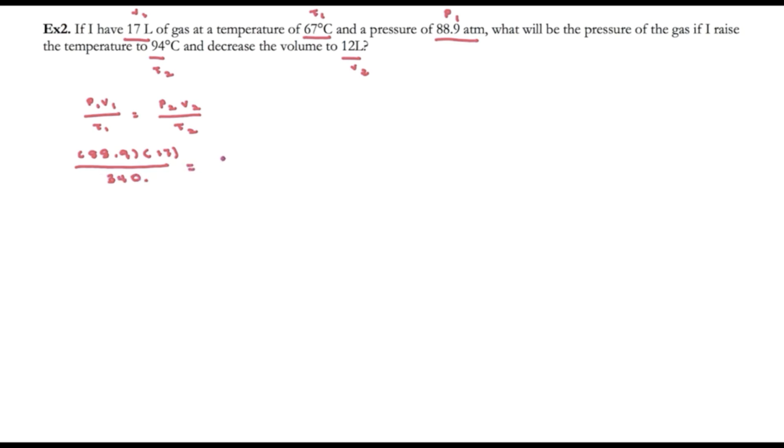Okay. My P2 is what I am solving for because it asks what the pressure is. My volume, it's decreased to 12 liters. Notice my units for volume match up, so I'm good there. And then my new temperature, 94, I need to add 273 to that. And the value I get is 367 Kelvin. Okay? So what I'm now going to do is cross multiply.